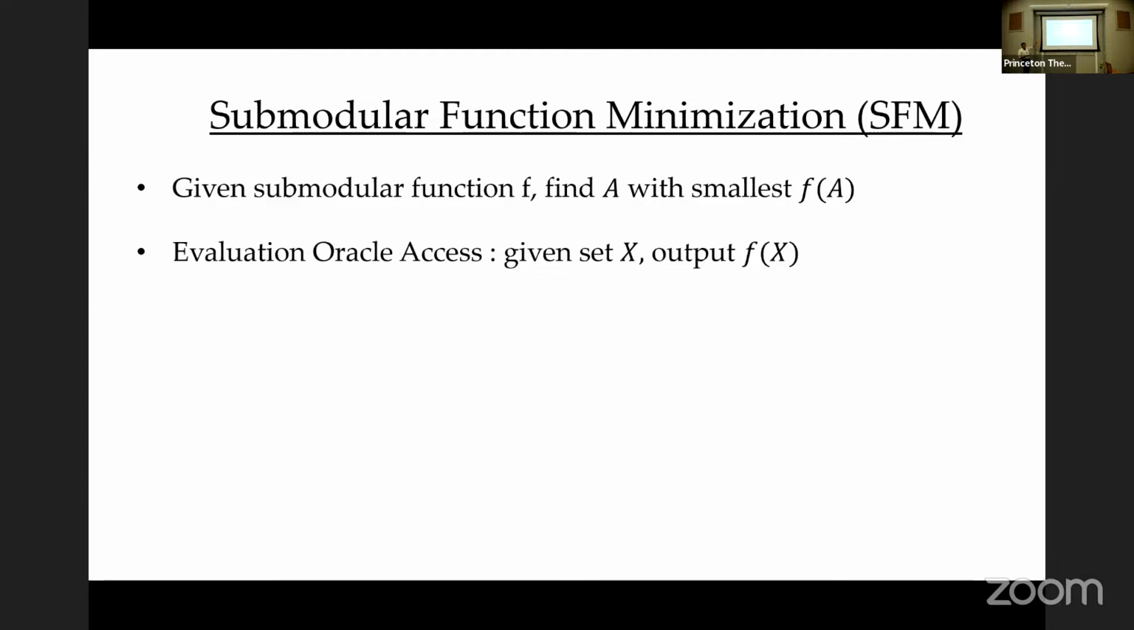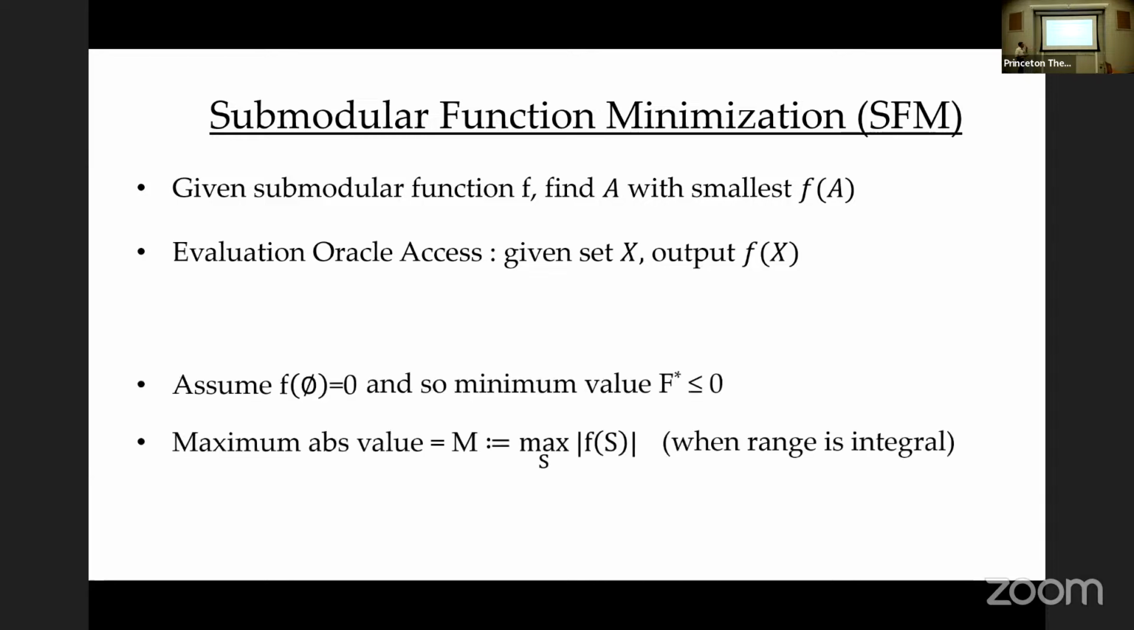I'm going to talk a little bit about what is known. The whole talk is going to be about submodular function minimization, but I'll flash through what is known. But before that, a notation that I'll keep using. I'm going to assume that the empty set evaluates to 0. That can be assumed because if I scale a submodular function additively, it remains submodular. So the minimum value that we are going to shoot for is going to be non-positive, could be negative. And I'm going to use capital M to denote the largest absolute value of this function.